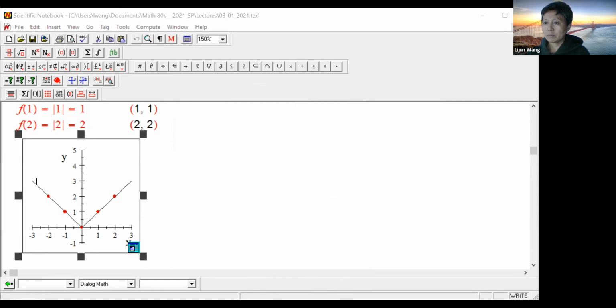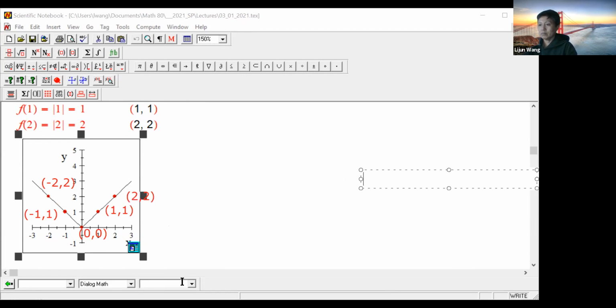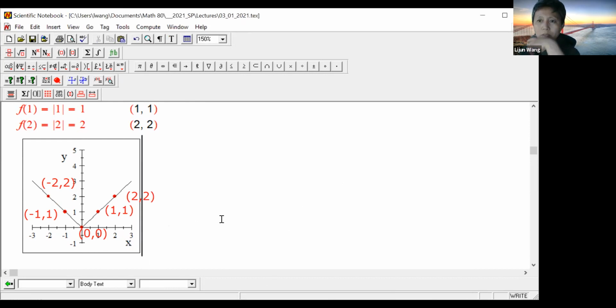So we mark all of these points. Over here is -2 input, 2 is the output. Over here, that's going to be -1, 1. And input is 0, output is 0. And input is 1, output is 1. Input is 2, output is 2. Boom, we got it. Okay. Intercept. What are the X-intercept, Y-intercepts?